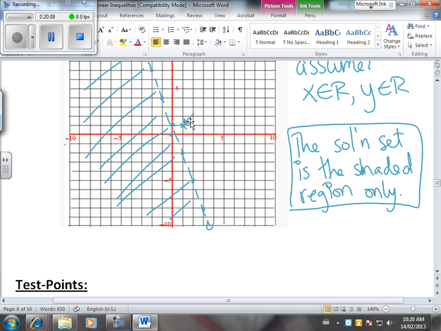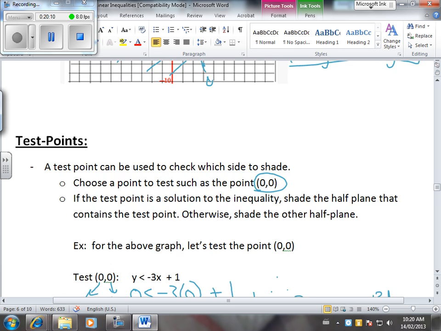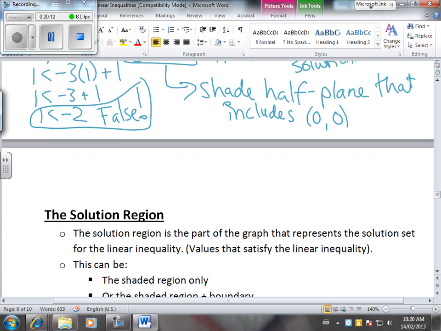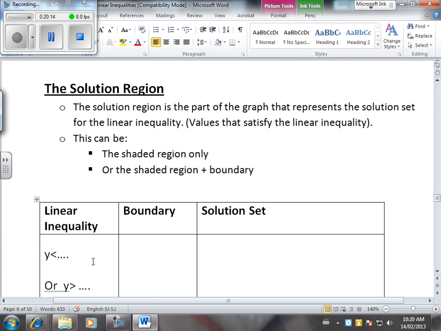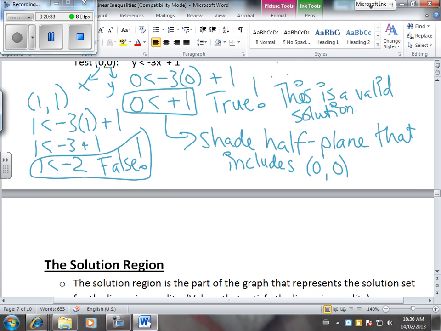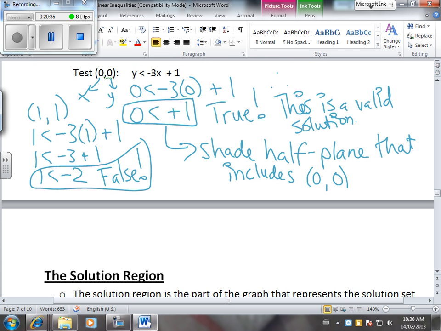Okay, so the test point really helps. If you can use 0, 0, for sure use it. It makes everything a lot easier. And then the very last section here is the solution region. Okay, and this is that part that we were shading and where we were writing the solution set. So this is the part of the graph that represents the solution set for the linear inequality, or values that satisfy the linear inequality. And if we look above here, 0, 0 is a point that satisfies the inequality.